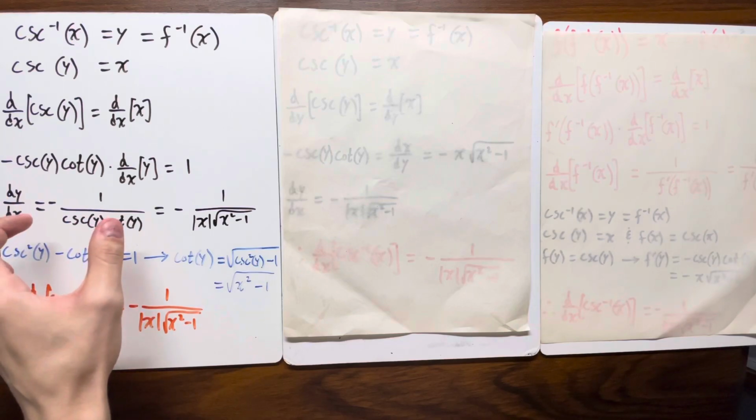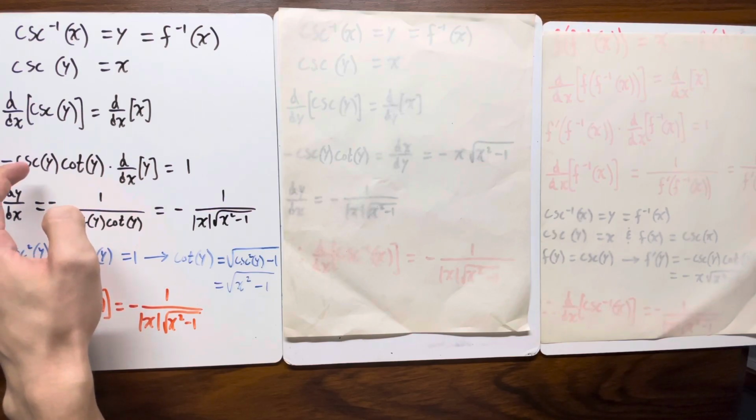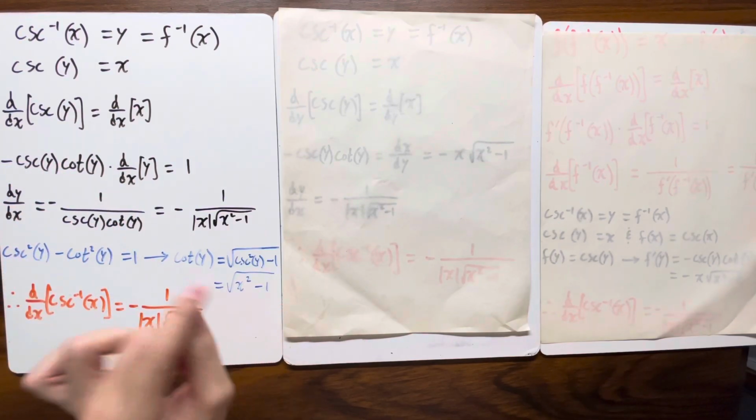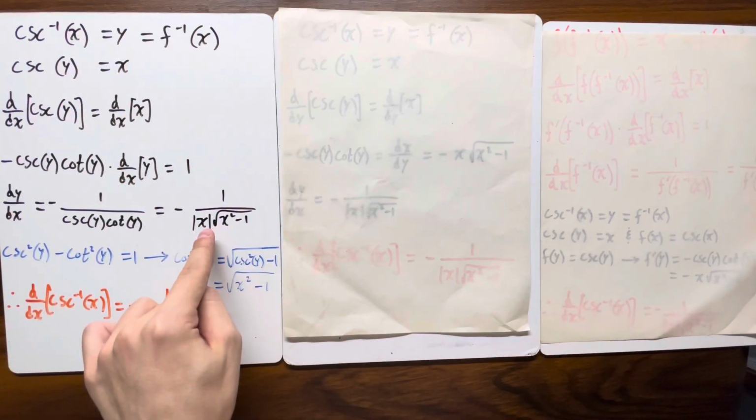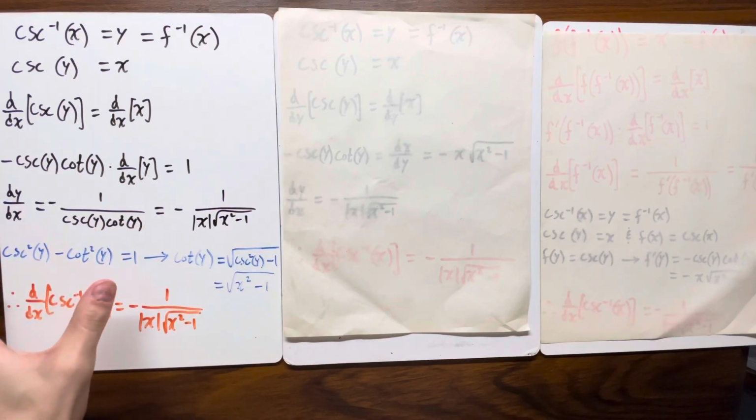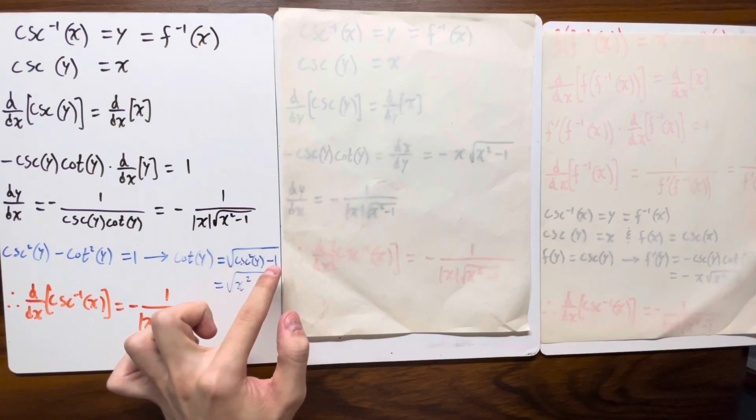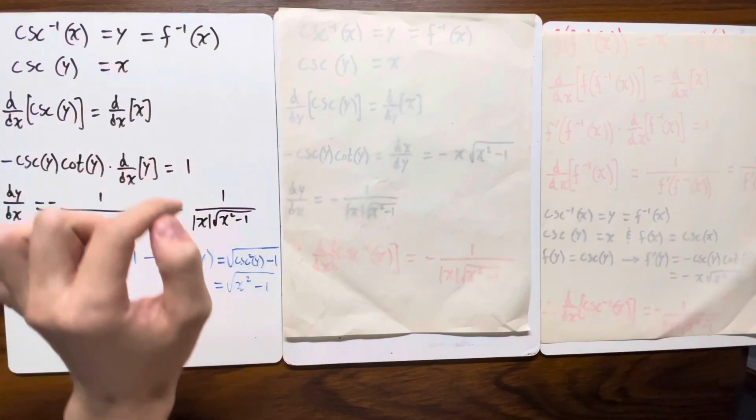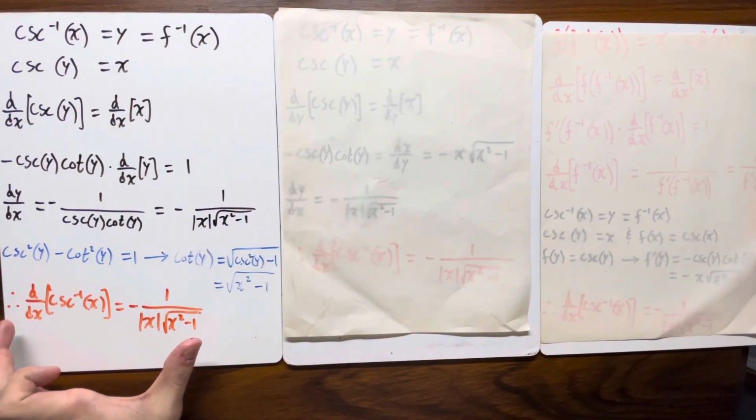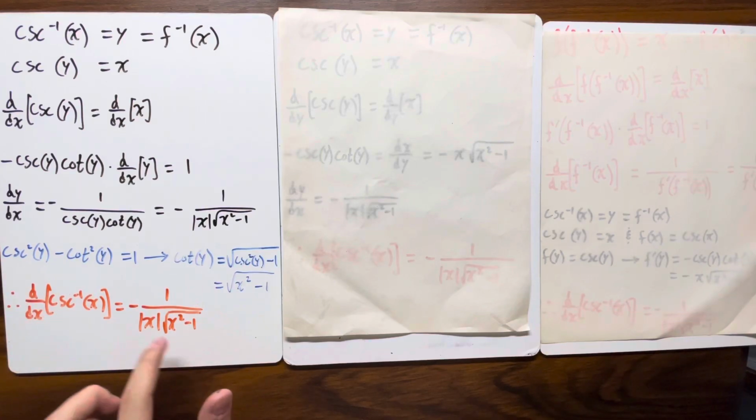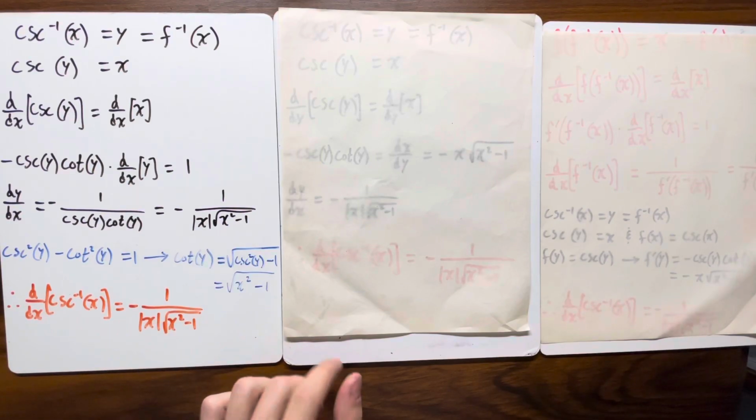Now we can solve for dy dx by dividing both sides of this equation by negative cosecant of y cotangent of y, so we get this. But again, what is cosecant of y? Well, we said that it's x, so we can write it like this. And cotangent of y, what is that? Well, knowing this identity, we can solve for cotangent and get the square root of cosecant squared minus 1. But again, cosecant of y is equal to x, so we can rewrite it as the square root of x squared minus 1. So finally, we get the answer. The derivative of inverse cosecant of x is equal to negative 1 divided by the absolute value of x times the square root of x squared minus 1.